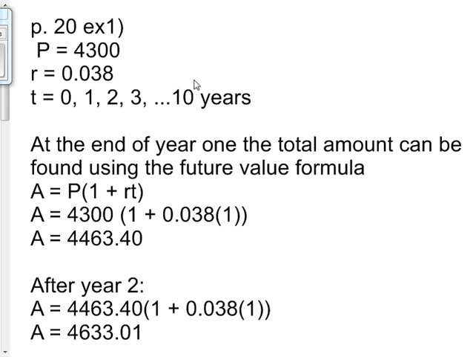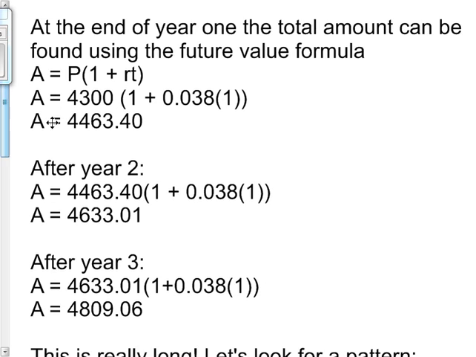Well, the principal is $4,300. The interest rate is 3.8% or 0.038 compounded annually. And the term will be for the first year, the second year, the third year, all the way up until 10 years. So at the end of year one, the total amount can be found using the future value formula. A equals P times 1 plus RT. A equals 4,300 times 1 plus 0.038 times 1 year.